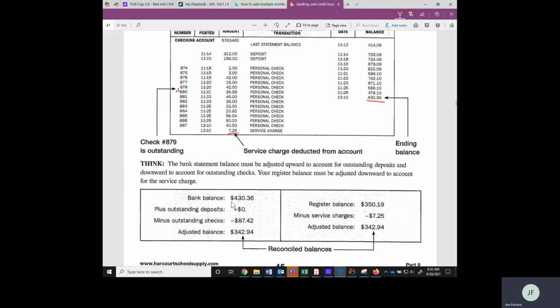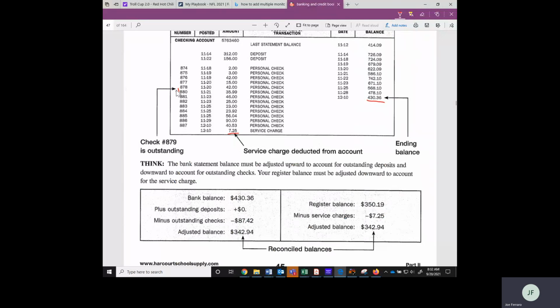So the bank says $430.36 plus any outstanding deposits, meaning did you deposit money the bank hasn't put in the computer yet? No. Minus outstanding checks. That means, have you written a check the bank hasn't got yet? And that's not your fault. It just means whoever you wrote it to hasn't deposited it yet.